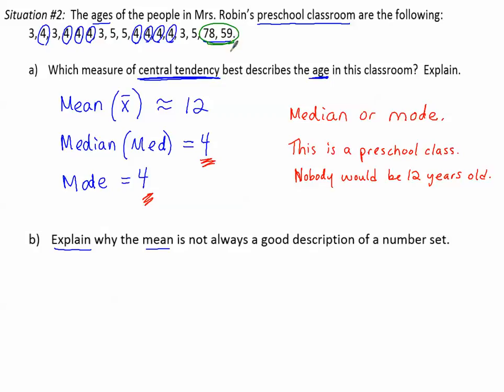These are called the outliers. So most of the people are much younger. These 2 people of all of these people have strange or abnormal numbers compared to the rest. So why is the mean not always a good description? The mean can be skewed by outliers.